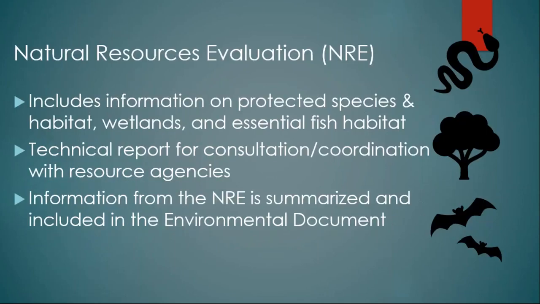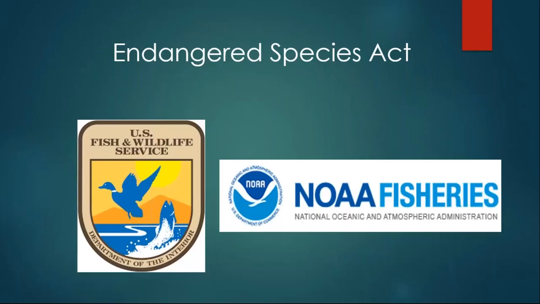So first, let's talk about what's included in the natural resources evaluation, protected species and habitat. It is a technical report that's used for consultation or coordination with the resource agencies. We create this technical document as a part of the PD&E, then we take the summary of that information and include it in the environmental document. But let's go over some of those regulations that we need to be mindful of as we are preparing the natural resources evaluation and doing the analysis for these three resources.